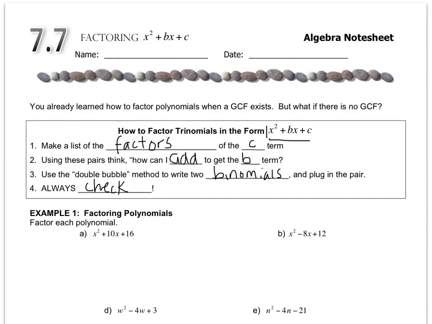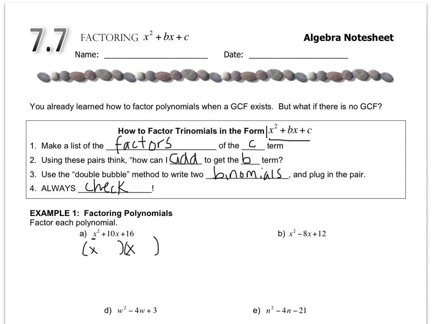In order to do the double bubble method, you just set up your two parentheses, kind of like setting up FOIL. Remember, FOIL has two binomials being multiplied. So we're kind of doing reverse FOIL in this lesson. We're undoing the FOIL. And so the only way to get x squared, remember that we would do first times first in FOIL, and the only way to get x squared is to do x times x. So I'm going to set that up right away. So this is how I always set up the double bubble method.